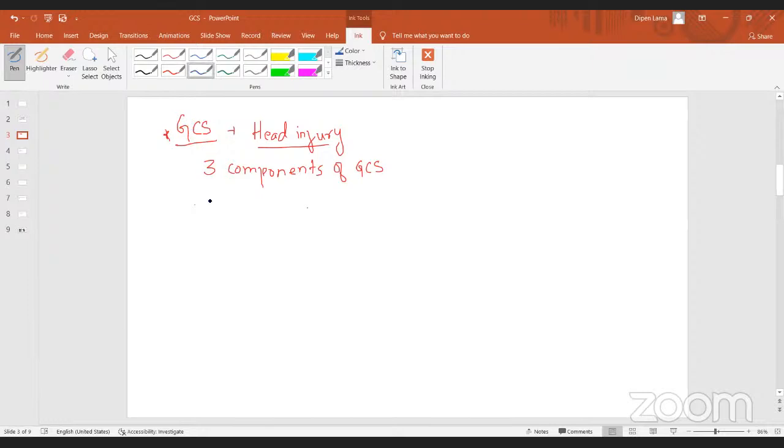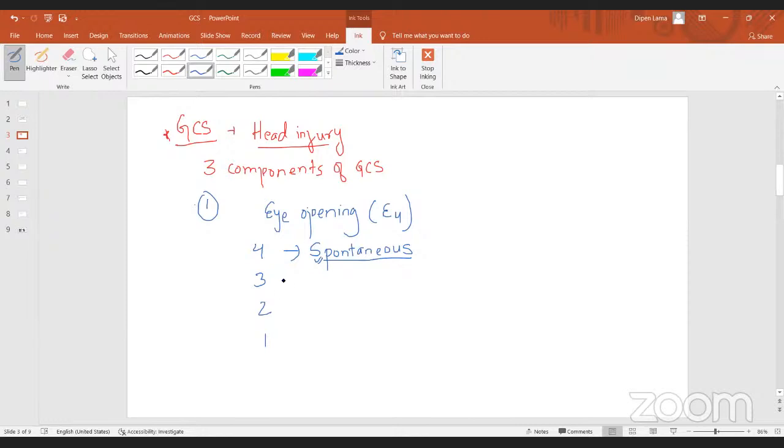Okay, firstly, we have the eye opening. Let's discuss about the eye opening. That is E, maximum is 4. Okay, E4, you should remember. So let's draw it. 4, 3, 2, 1. Minimum is 1. Minimum is not 0. It is 1. So for eye opening score 4, that is maximum, you should remember spontaneous. This is a very important term. If there is spontaneous eye opening, we give the score 4.